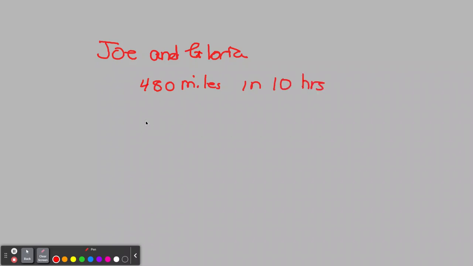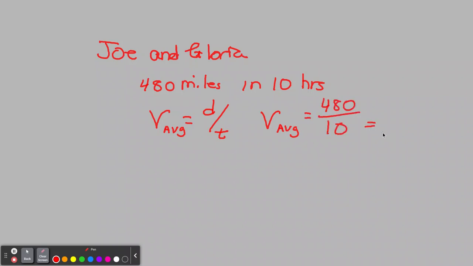So we can look at their average velocity. We'll put the v with the average there. The average velocity is distance over time. So we know that their average velocity, AVG, sometimes you see a v, will be 480 divided by 10. That'll give us their average velocity. Their average velocity was 48 miles per hour, but we don't know while they were driving if they stopped. Did they stop somewhere? We don't know, but we know their average velocity is that.